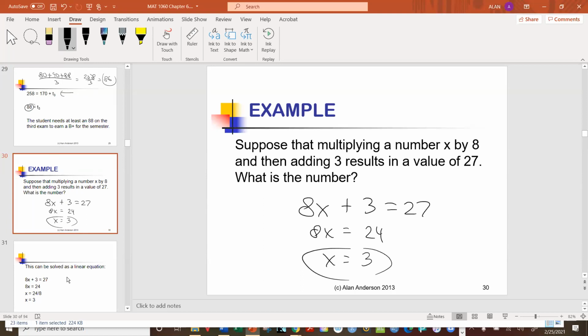So does this work? Multiply 3 by 8 and then add 3. Does that give me 27? Why, yes, it does. Of course it does. All right, very nice.